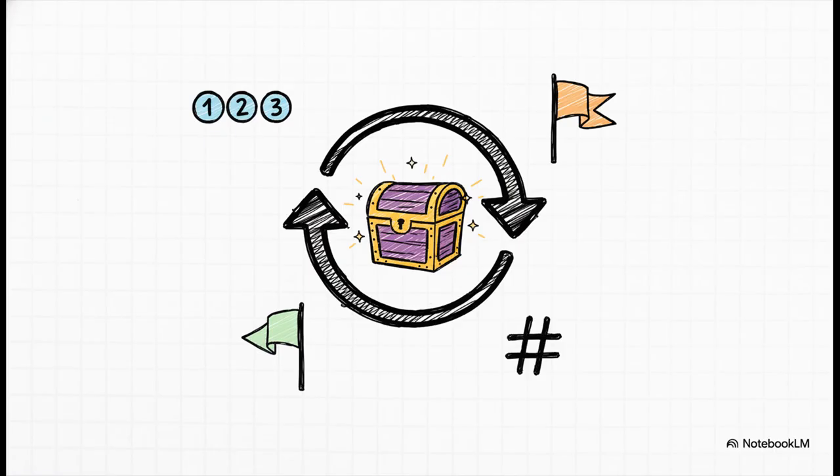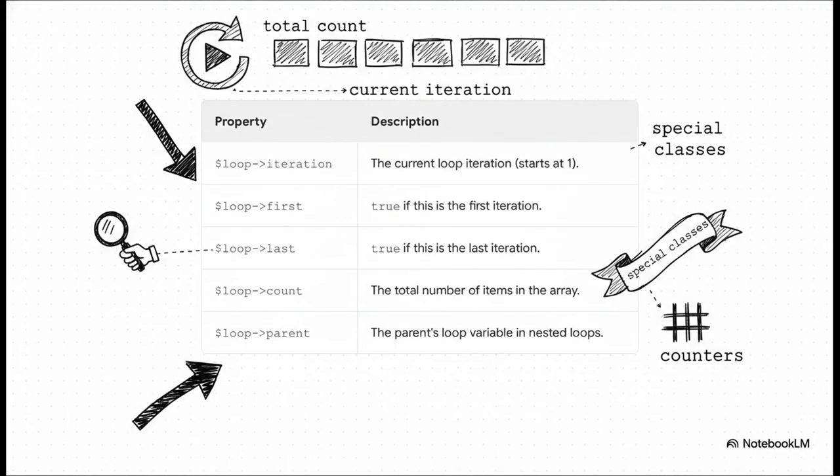But wait, there's more. This is one of my favorite little Blade secrets. Whenever you're inside a foreach loop, Blade gives you this special free variable called $loop. And trust me, this thing is like a little treasure chest packed with helpful info about what's happening in your loop. So what can you do with it?